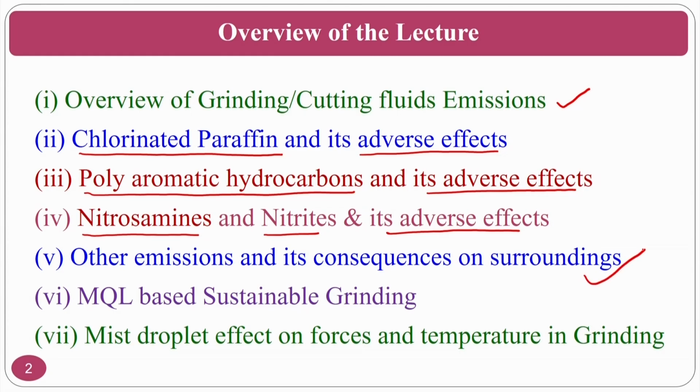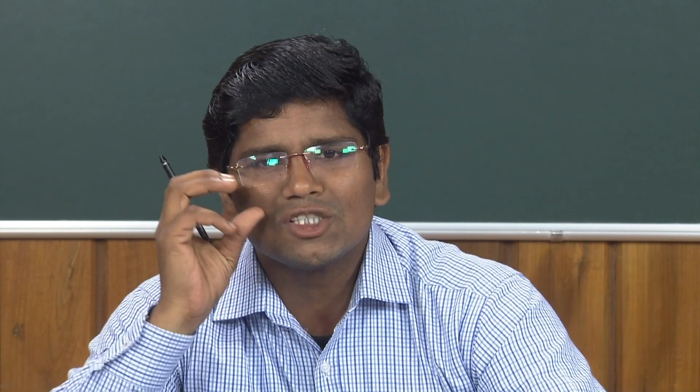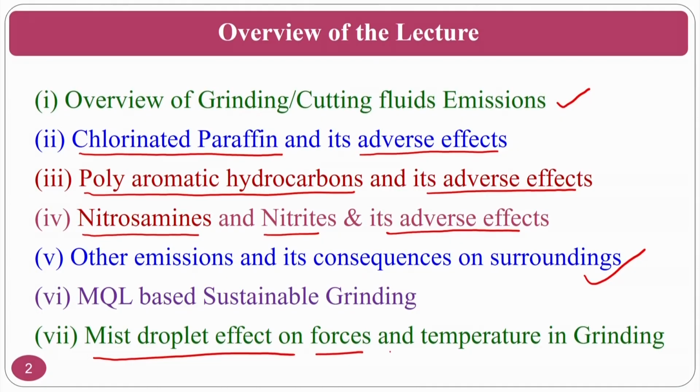We will also see MQL based sustainable grinding: how the droplets are generated, what the contact area is, and how the mist takes out the temperature in the grinding region by force, which is called forced convection. What is meant by free convection and other things. What is the mist droplet effect on the cutting forces as well as the temperature in the grinding process? All that we will see in this class.